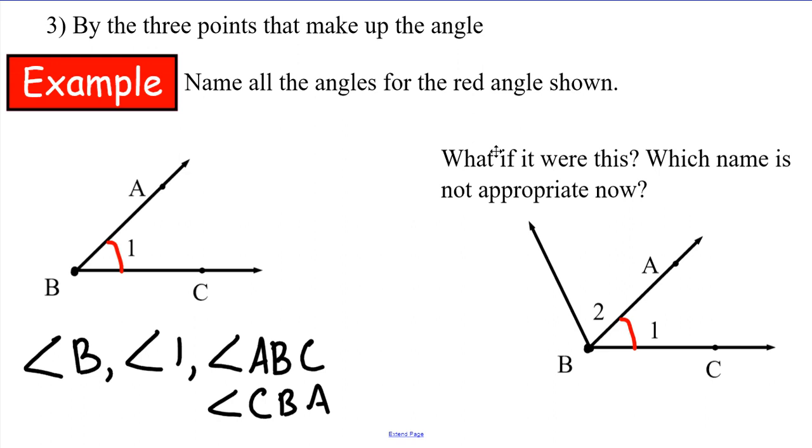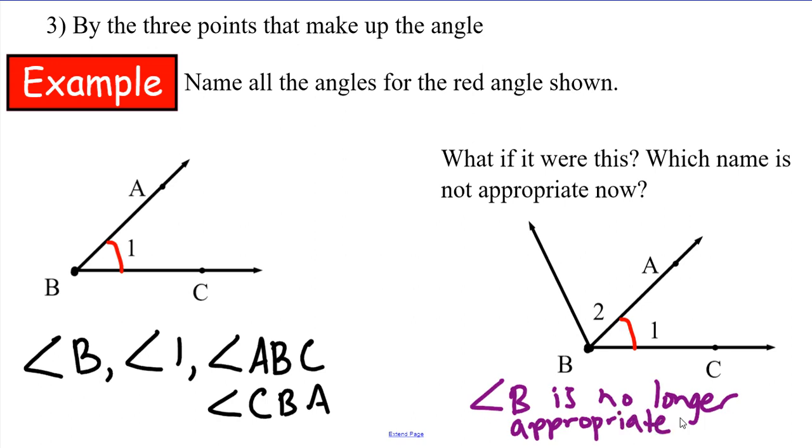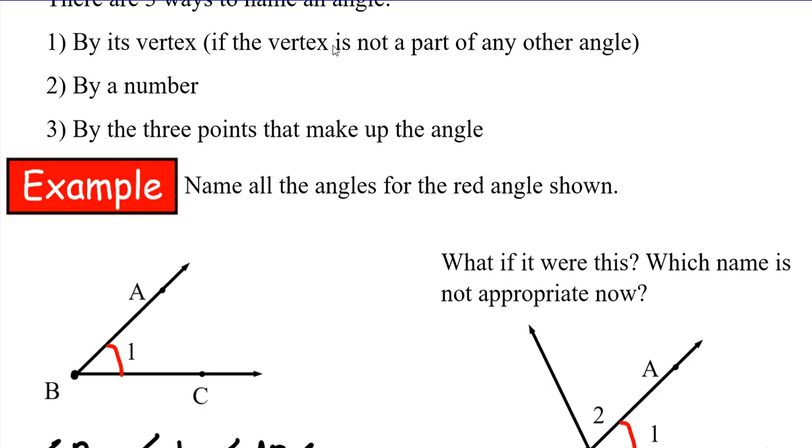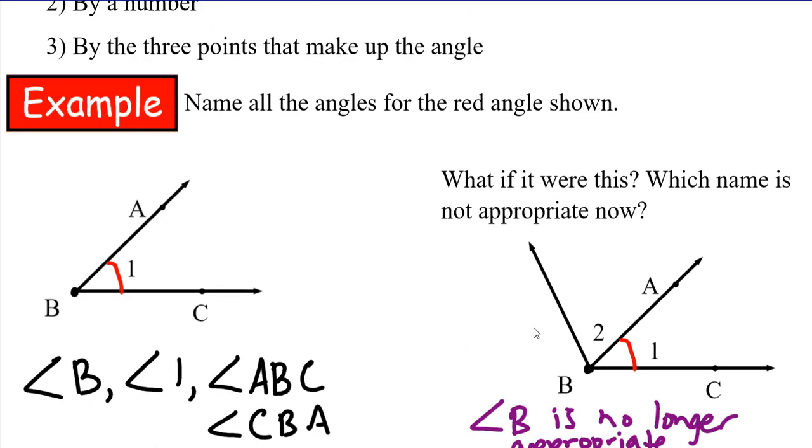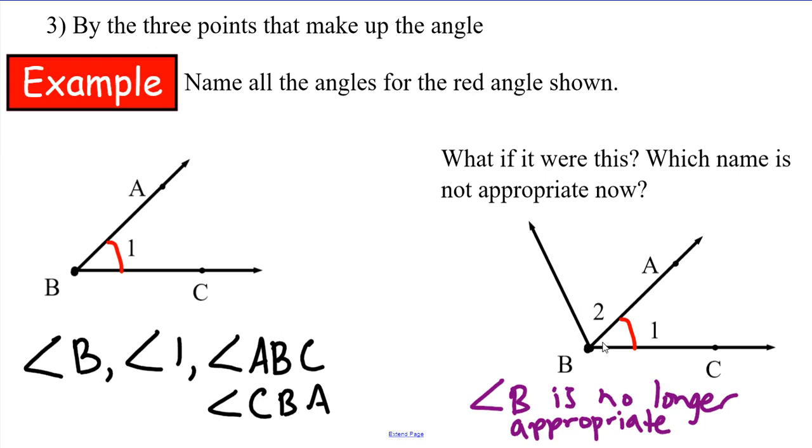Now I've got a question though. What if it looked like this? Which name is no longer appropriate? Well, naming this angle B is no longer appropriate, because it's not clear which one we're talking about. Are we talking about angle B in reference to angle 1, or are we talking about angle B in reference to angle 2? So that's where I said you can name it by its vertex as long as that vertex is not part of another angle in the same figure. So this would be an example of where you should only use angle 1, angle 2, or the letters.